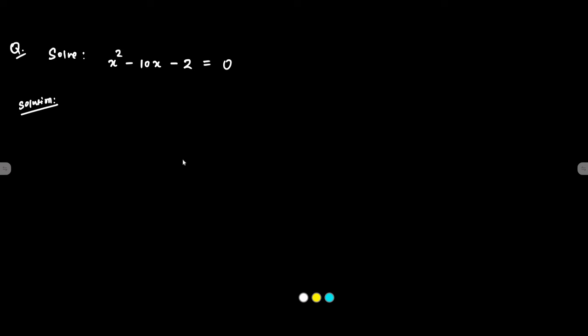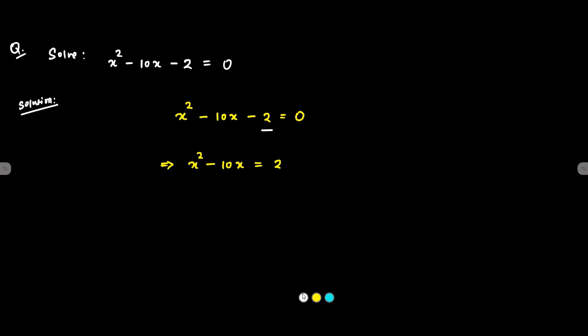So first we'll write the equation, the quadratic equation, x square minus 10x minus 2 is equal to 0. Then what we'll do, we'll take this c, ax square plus bx plus c, this constant with no coefficient, no x, to the right hand side, to the RHS side. Okay, so that implies x square minus 10x is equal to 2.